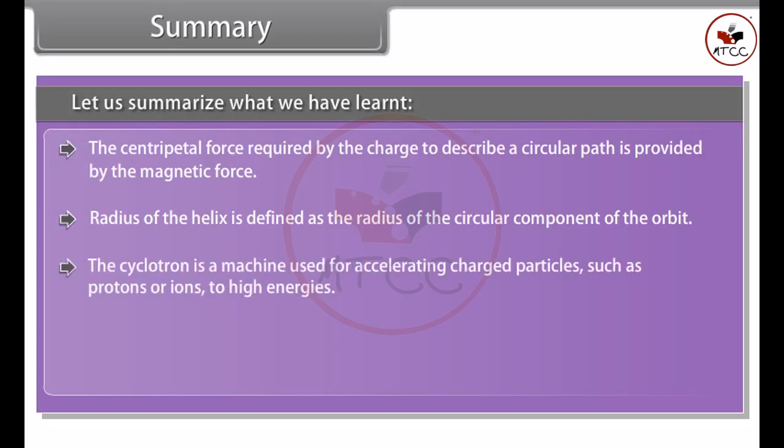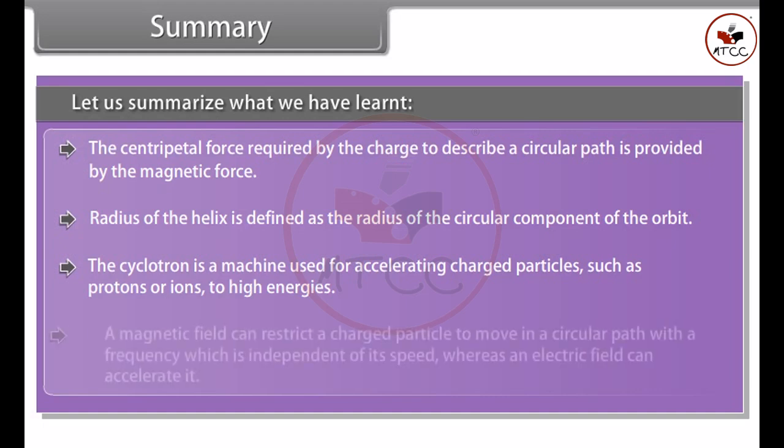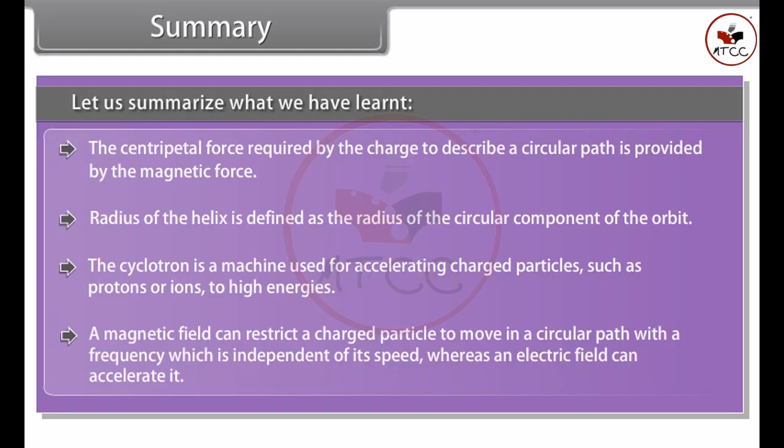The cyclotron is a machine used for accelerating charged particles such as protons or ions to high energies. A magnetic field can restrict a charged particle to move in a circular path with a frequency which is independent of its speed, whereas an electric field can accelerate it.